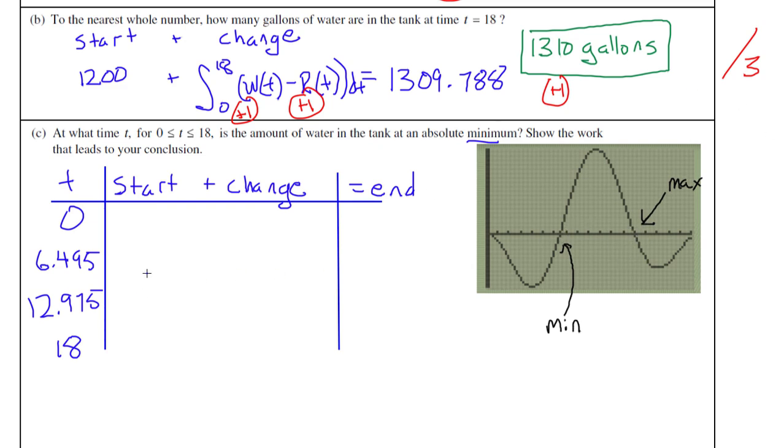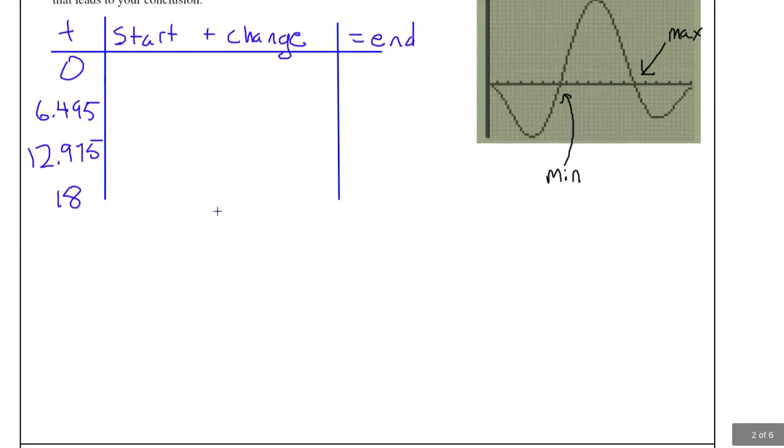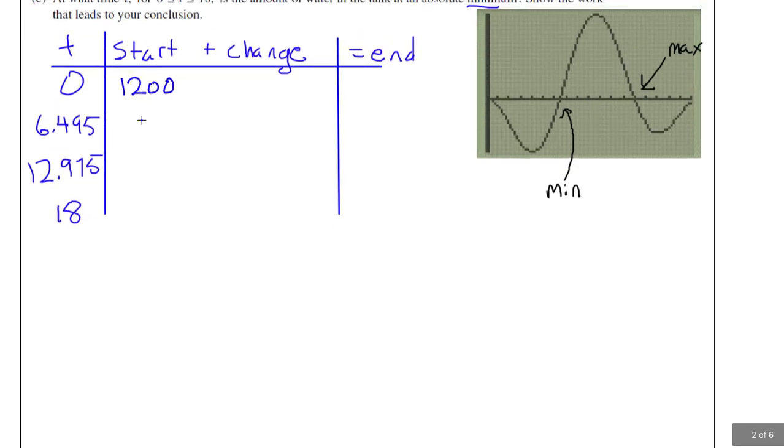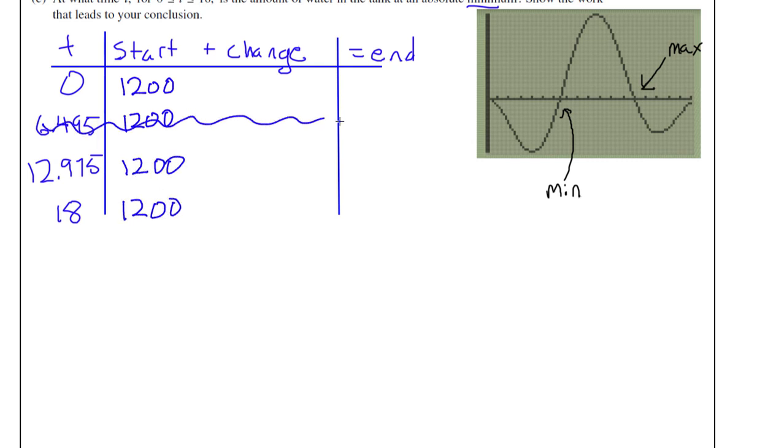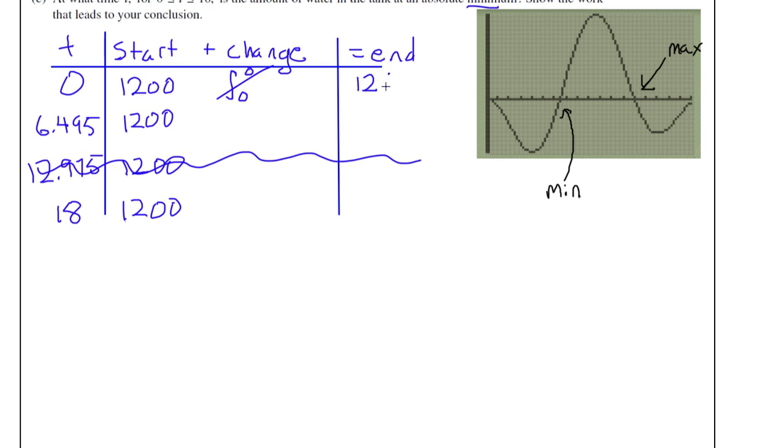Our start value for our table, we always start at 1,200. So 1,200, 1,200, 1,200, and I'm going to go ahead and scribble that one out because we don't need it. I'm scribbling out the one that's the maximum that I don't want. Again, I can scribble out this change right here because it's going to be the integral between 0 and 0, which is nothing. So the end value at the start is the start, 1,200.